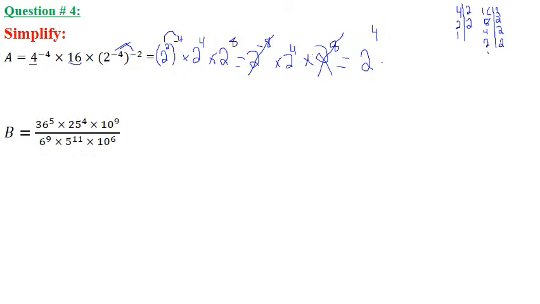Here we have a fraction. Also first I look at the exponents. All my exponents are positive. That's okay. Whenever we have positive exponents, now we look at the bases. The base is 36, not prime. 25 is not prime. 6 is not prime. 5 is prime, so we keep it. Let's keep the base 10 aside now till the end.